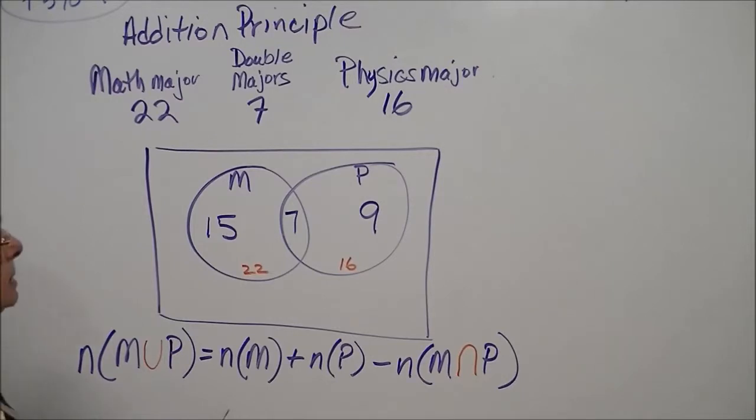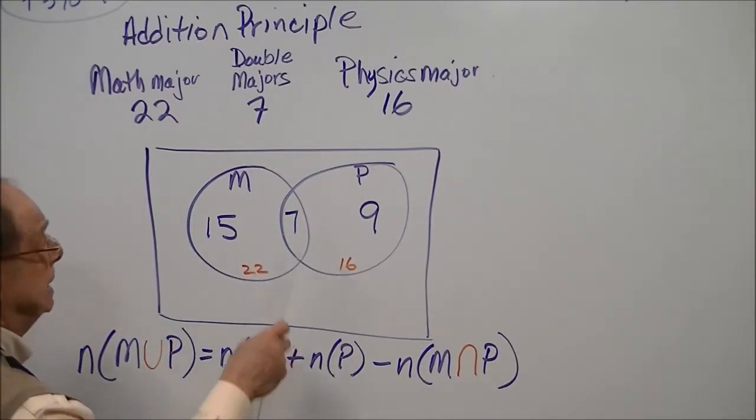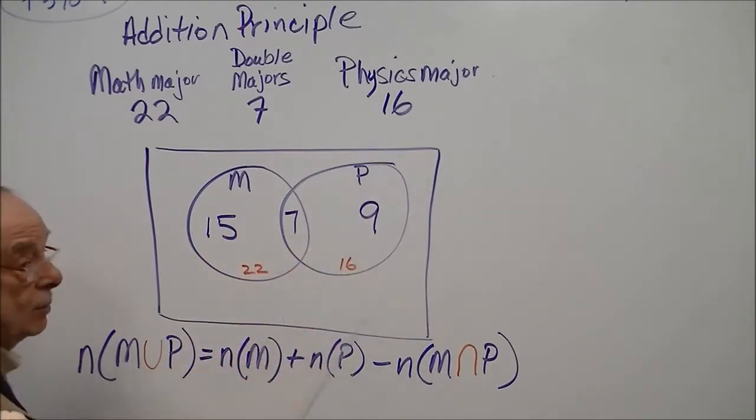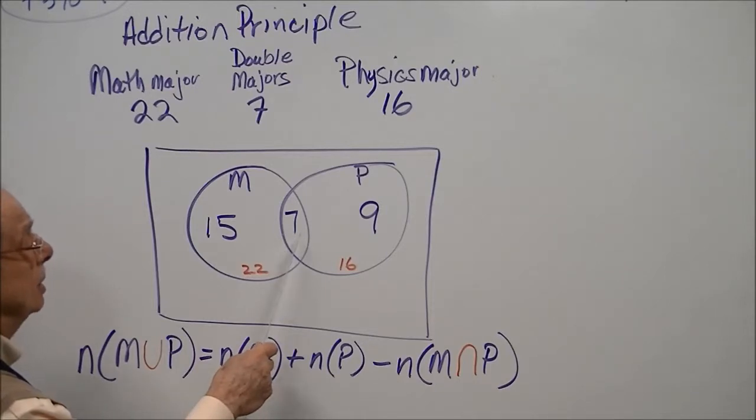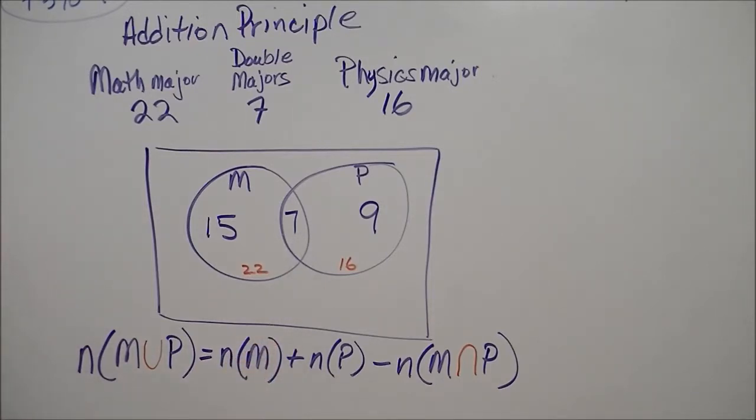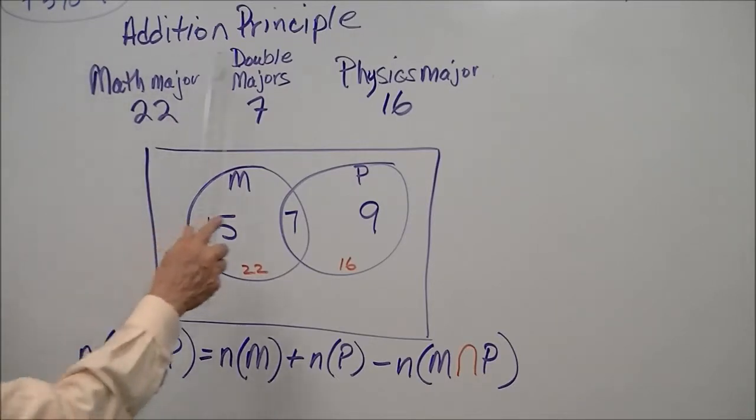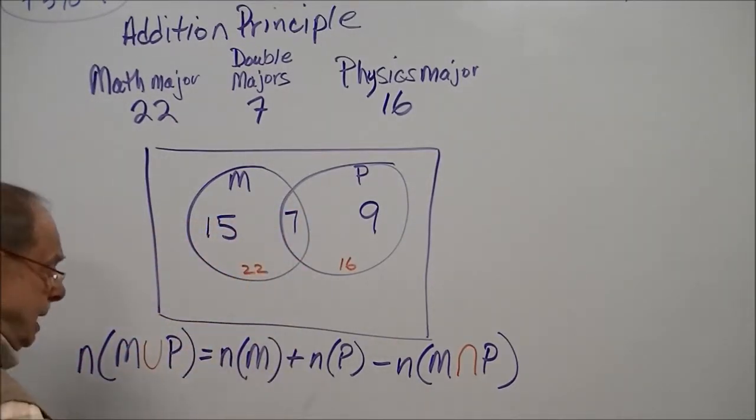Now, if you just counted your 22 and 16, that wouldn't give you an accurate count, because again, of the double majors. So what kind of formula might we come up with? And you want to perhaps see it in action.